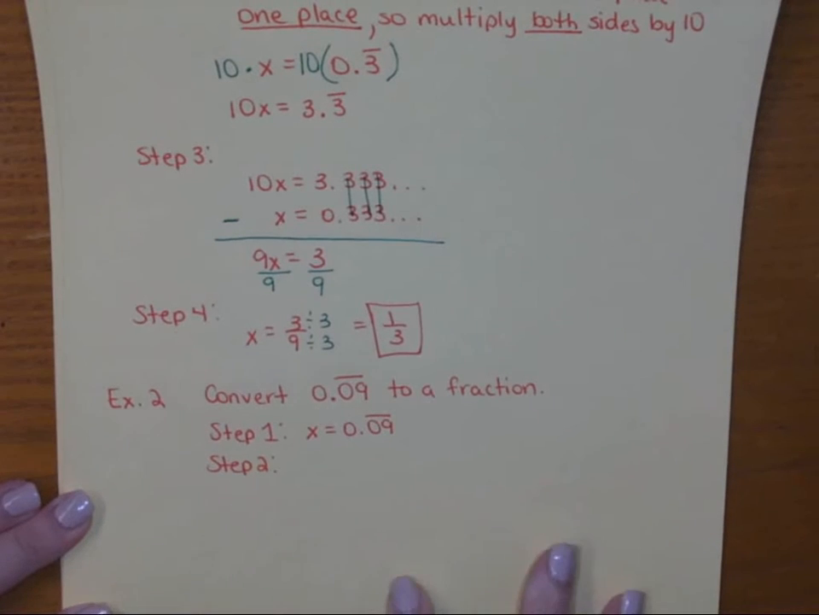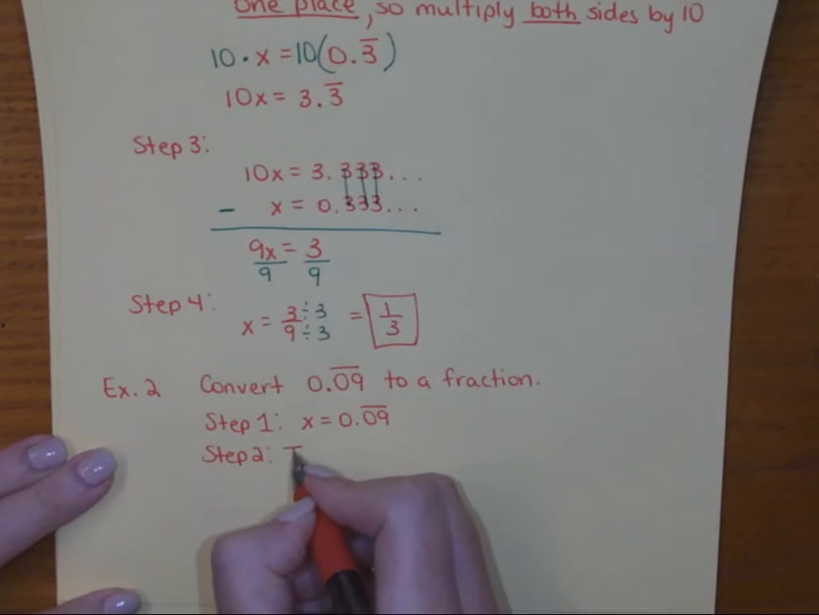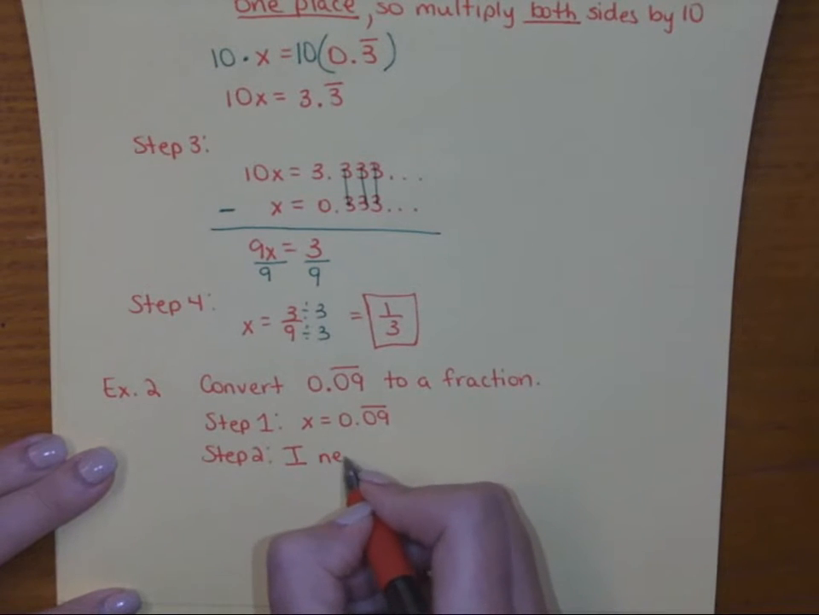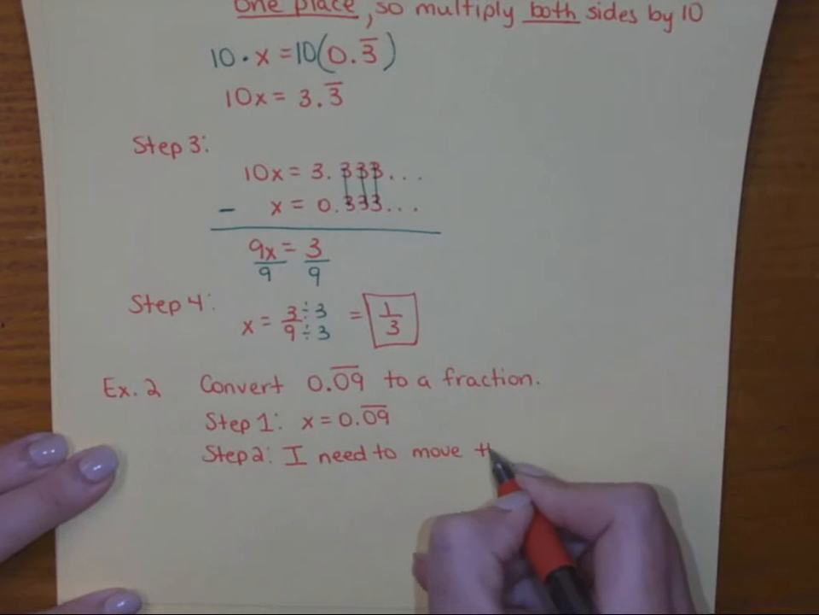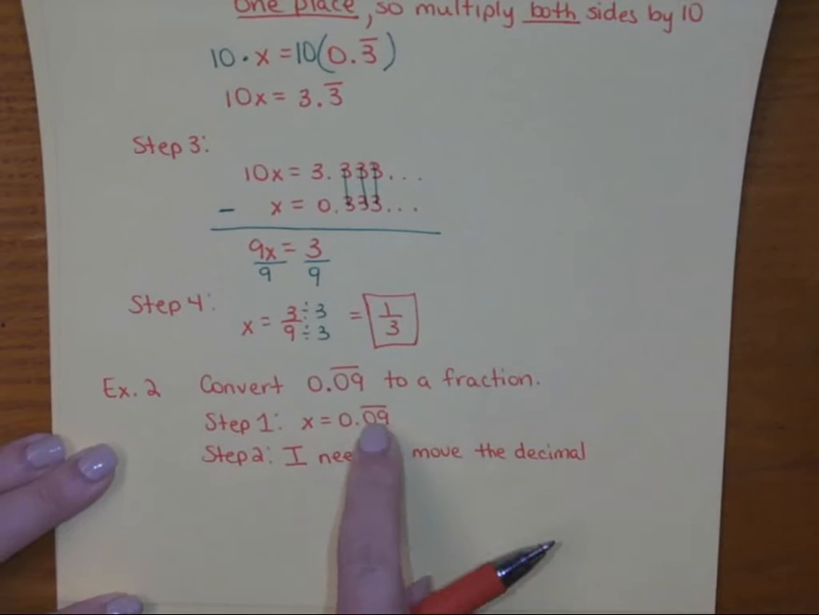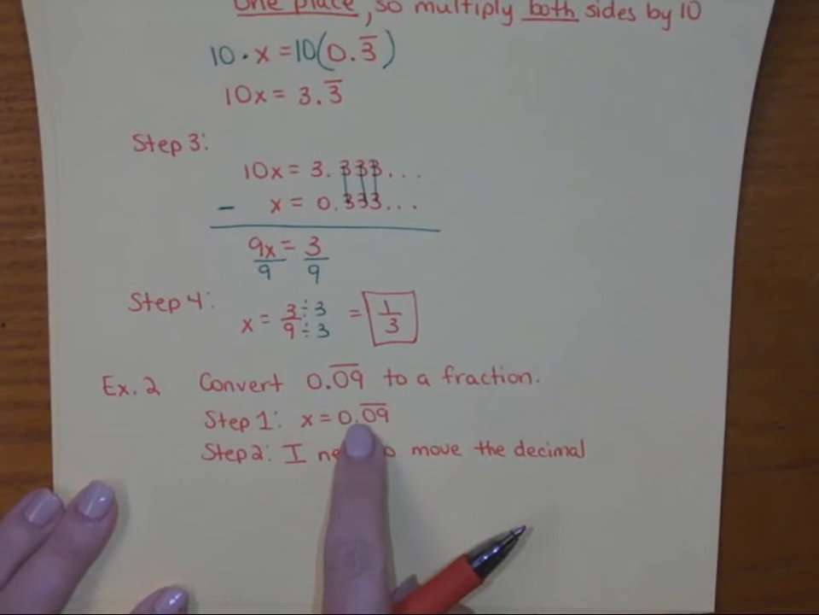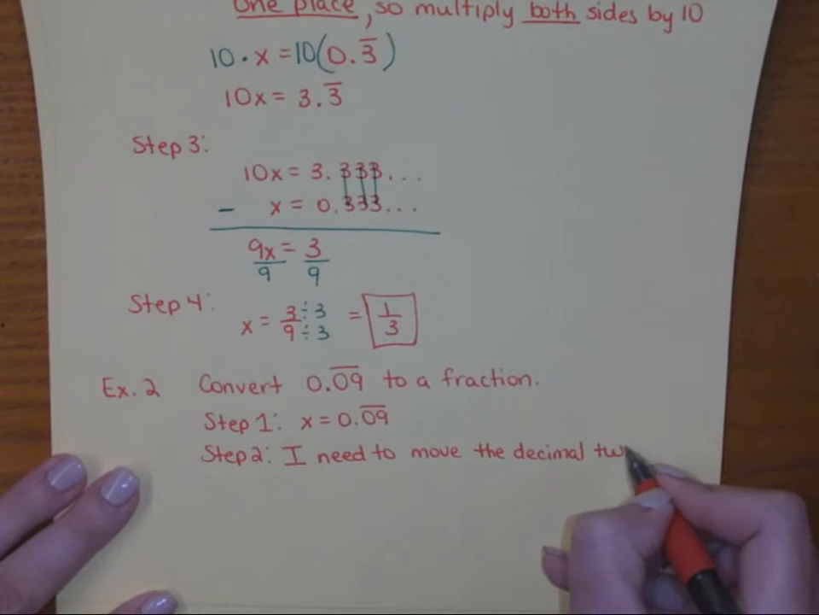Step 2 is you're going to need to think about this. I want one set of repeaters in front of the decimal place. So basically, I need to move the decimal. So think about that. Pause it if you need to. I would actually, one decimal place would not be enough, because then I'd still have a 0 in front. I really need a 0.9 in front. So notice what I'd really like to do is move it 2 places.